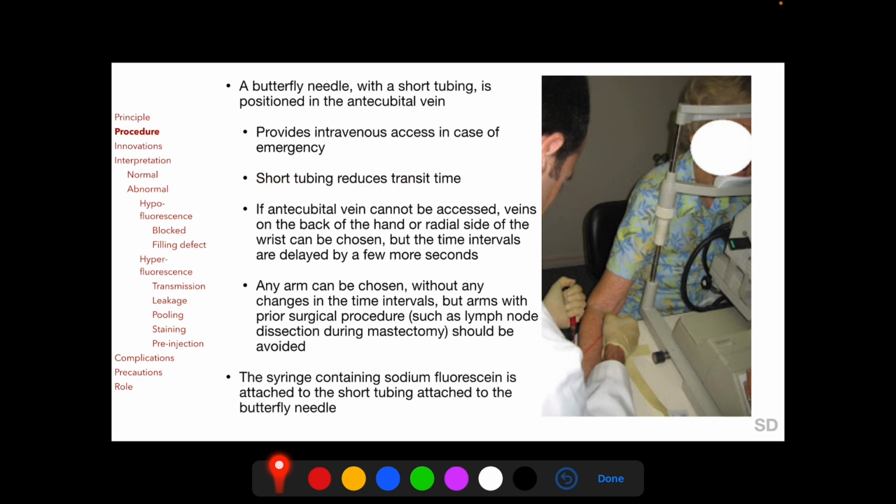If the antecubital vein cannot be accessed, veins on the back of the hand or on the radial side of the wrist can be chosen, but the time intervals of various phases of the angiogram, which we will be discussing shortly, are delayed further by a few more seconds. Any arm can be chosen without changes in the time intervals of the various phases of the angiogram, but arms with prior surgical procedure should be avoided. The syringe containing sodium fluorescein is attached to the short tubing which is connected with the butterfly needle.